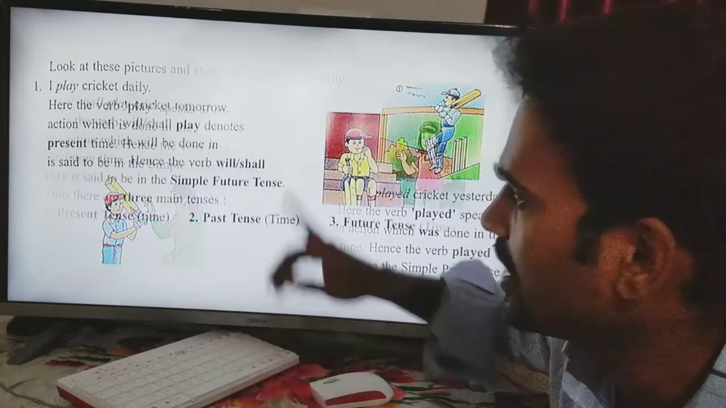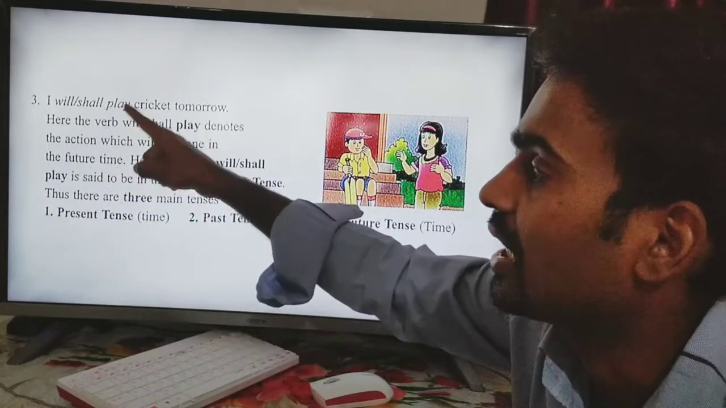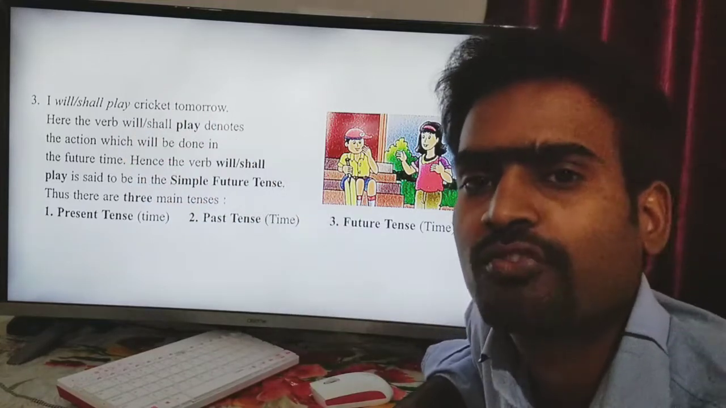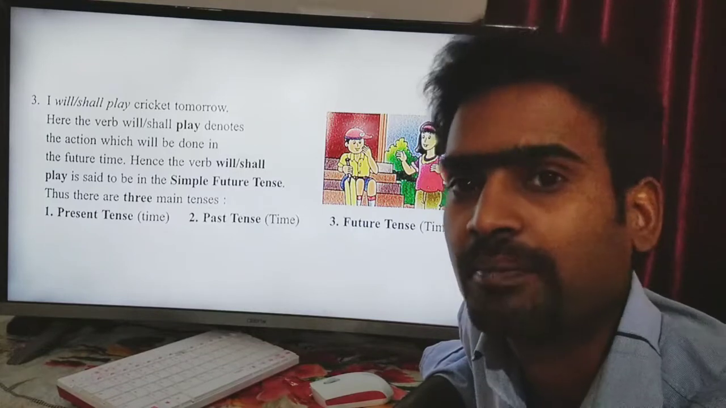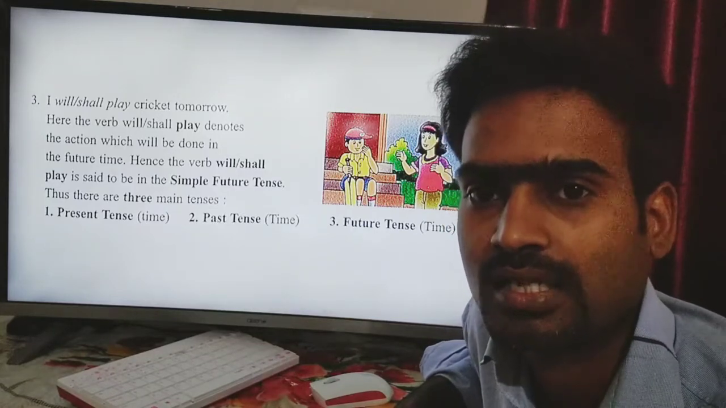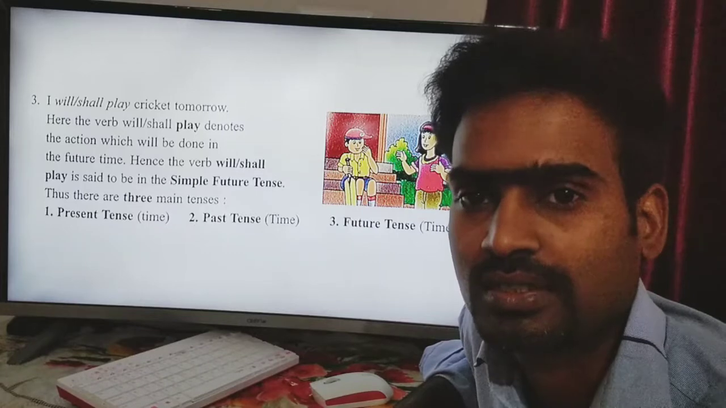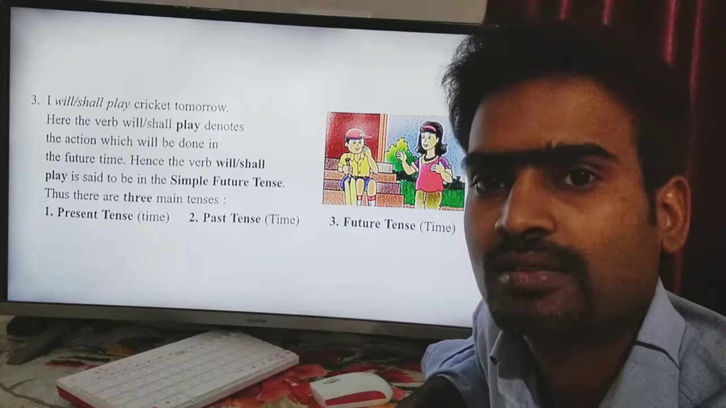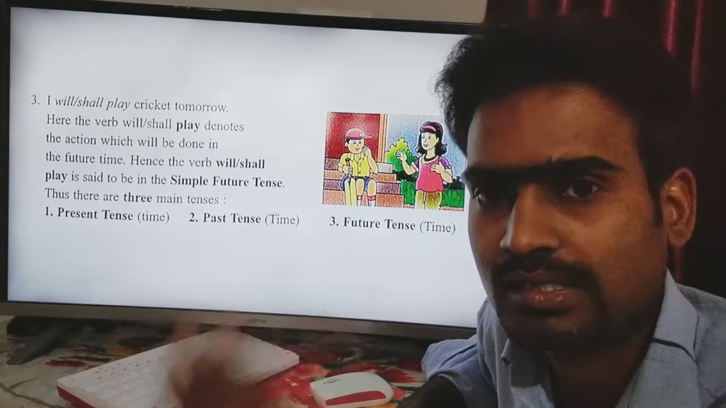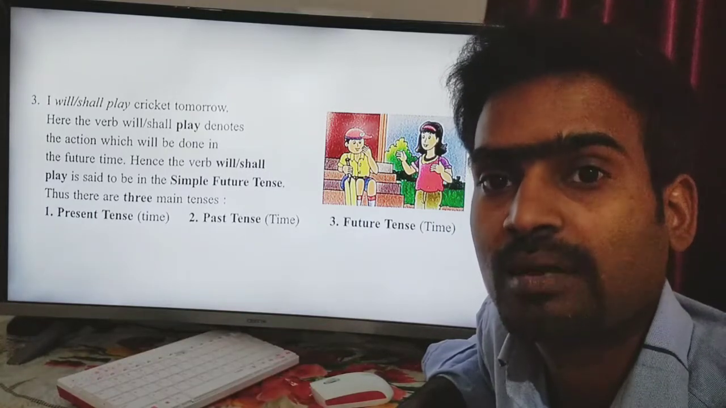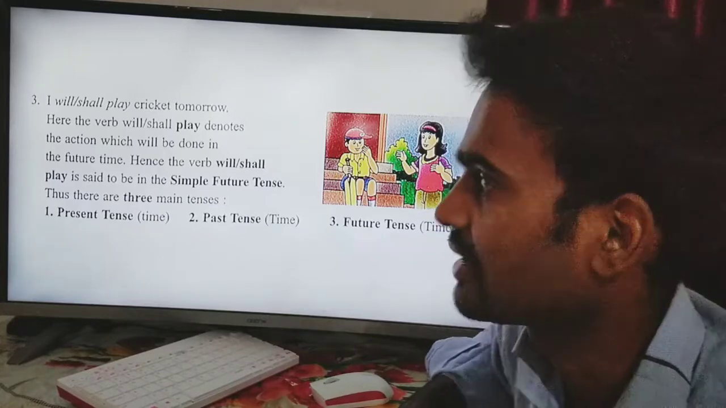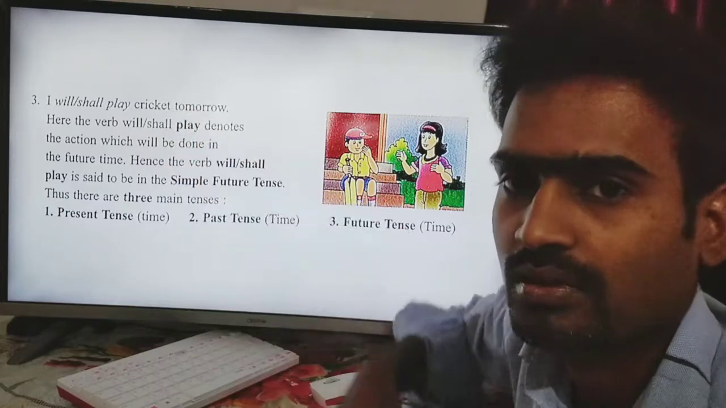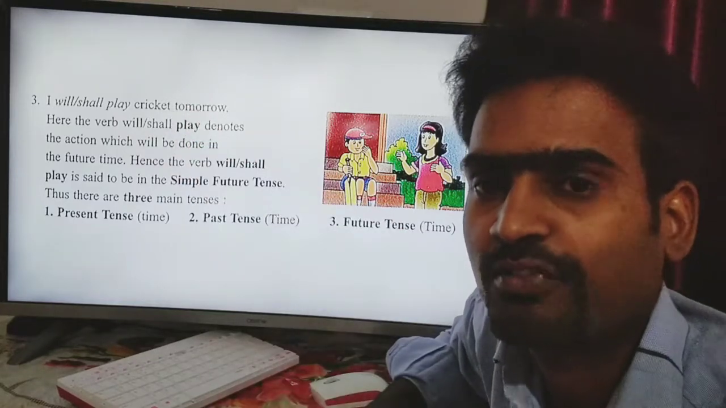And when we speak about the future tense, I shall or I will play cricket tomorrow. We speak about the future action. What will happen? Not yesterday, not today. We plan about the future actions. That's why we say it is a future tense. So we say I will or shall play cricket tomorrow. This is a future tense.